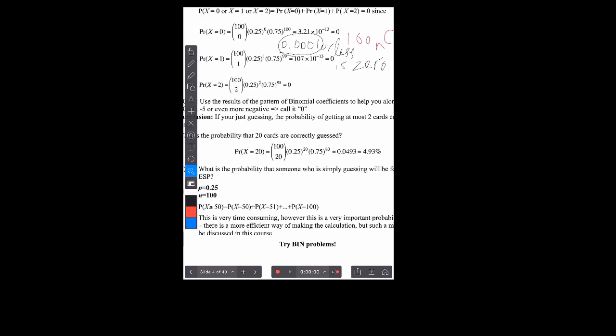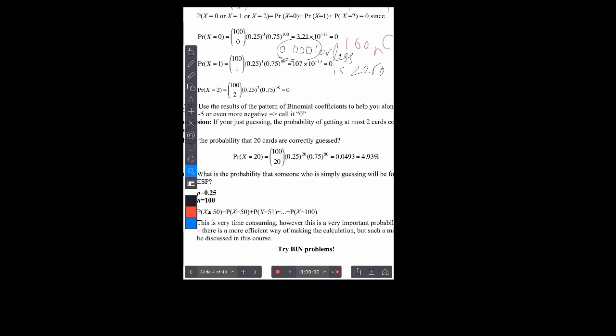It means that if someone's just guessing, out of 100 tries, the chance that they'll get no correct guesses is absolutely unlikely. It's probably 0 chance. Okay, 0%. They're going to get some right, just by chance. What's the chance of them getting 1 right? Well, it's higher. It's a little bit higher than this one, but it's still 0, okay, because we have that negative 13 power. So that's going to be 0.